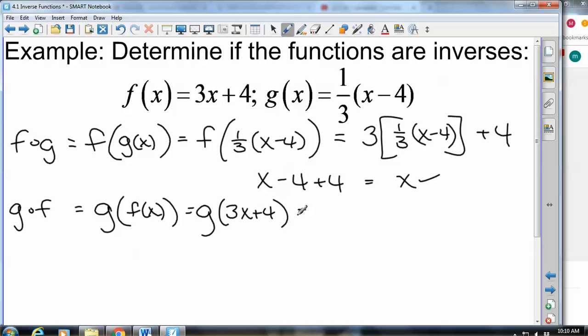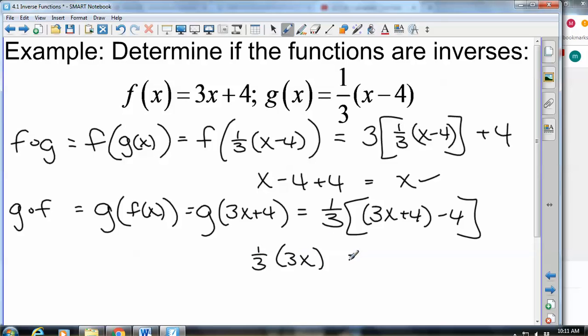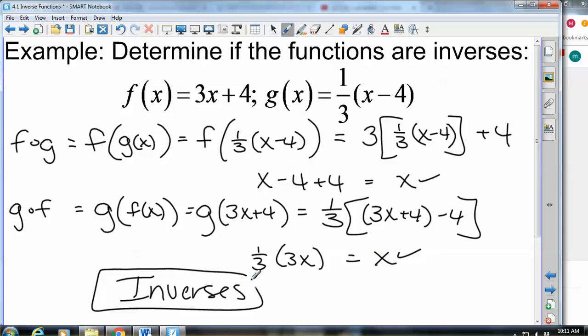So I'm going to go to g, replace my x with 3x plus 4. So plus 4 minus 4 cancel, so you have 1/3 times 3x, which is x. So these are inverses. Is that okay? All right.